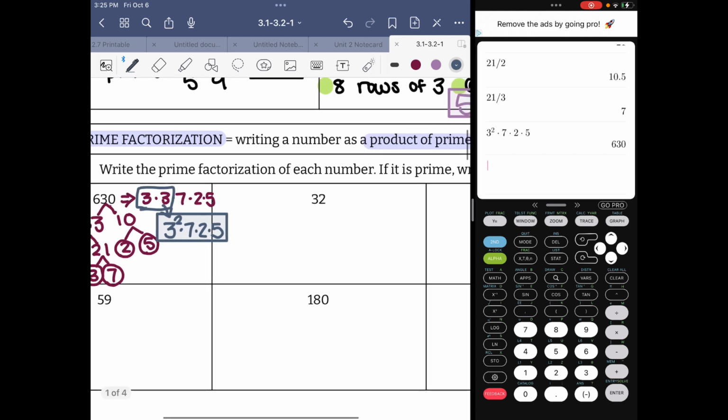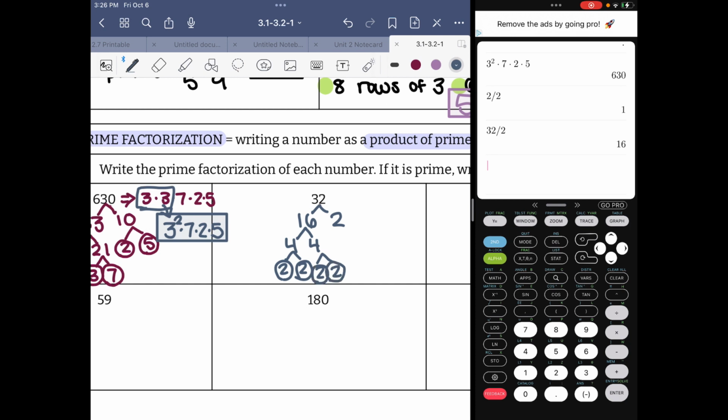Let's try 32. 32 divided by 2 is 16. So 16 times 2. 16, I know that 16 is 4 times 4. If you thought 16 was also 2 times 8, you could have done that as well. As long as it's something that multiplies to 16, you'll get it correct in the end. And then 4 is 2 times 2. And the other 4 is also 2 times 2.